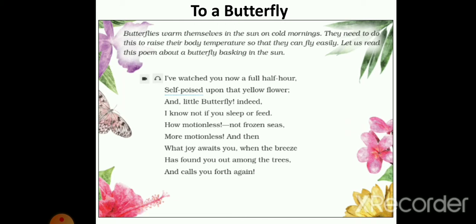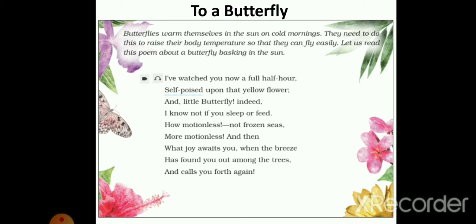And this poem is about such butterflies who fly during the daytime, on cold mornings. What do they do? They bask themselves in the sun, to get the rays of the sun, so that they can keep their body temperature high. To raise the body temperature, they sit on the flowers, and we all know that butterflies love to sit on flowers. So let us see what the poet has to say through this poem.